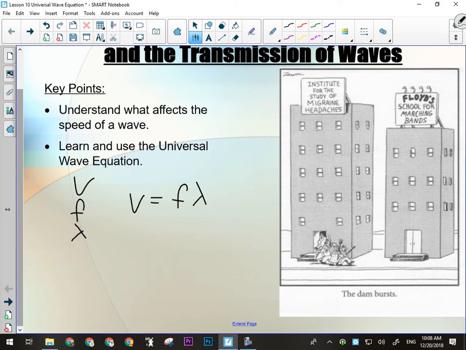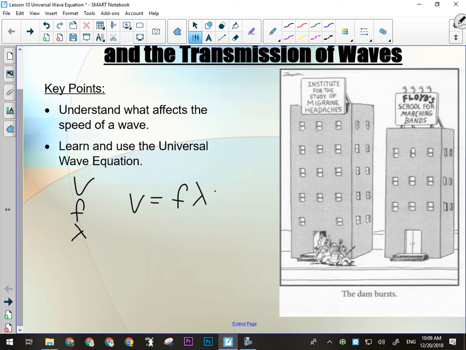Now, what do the units for speed come out to? Meters per second. What are the units for frequency? Hertz, or per second. And then the units for wavelength would be in meters. Will we get meters per second when we multiply those? Yeah, because hertz is per second times meters, meters per second. So we'll get the right units using that formula.